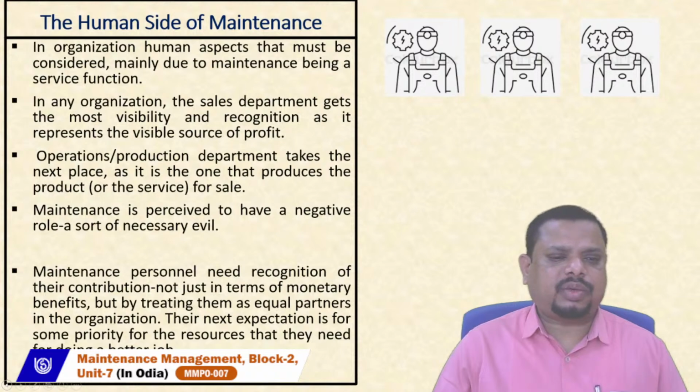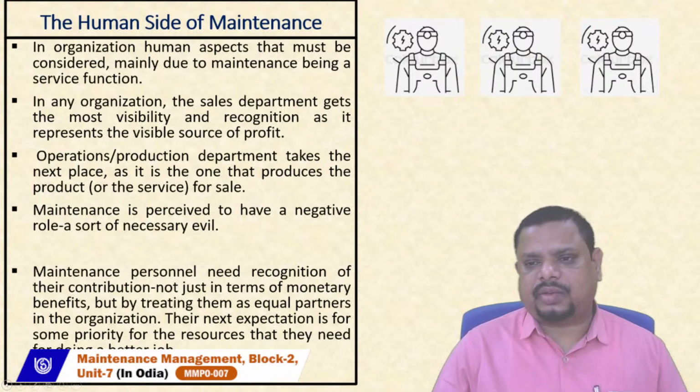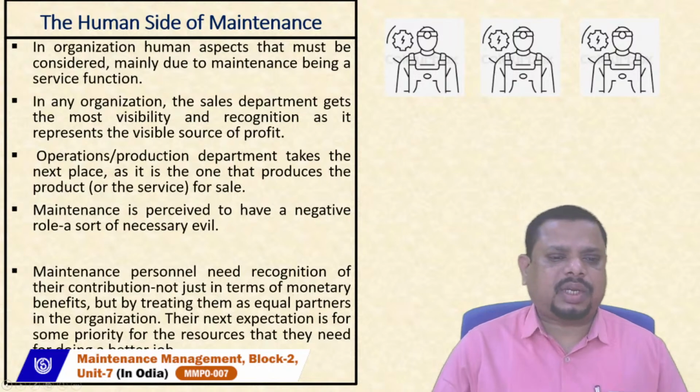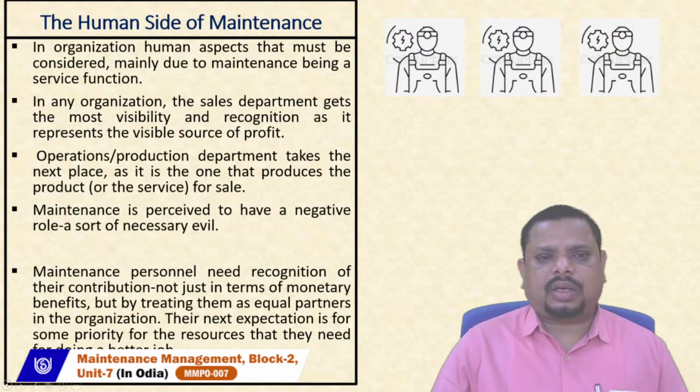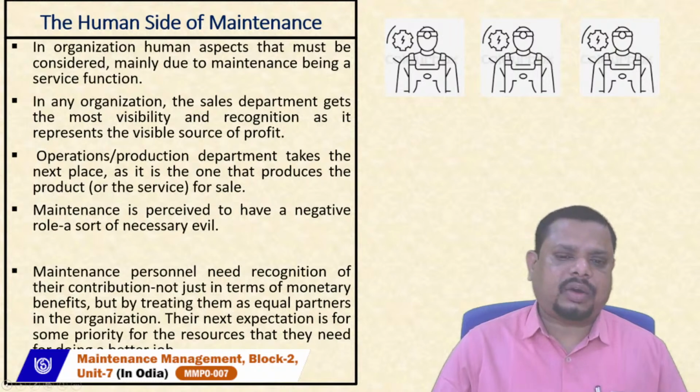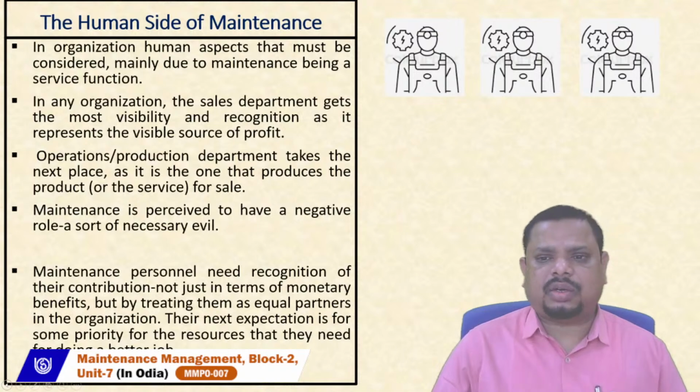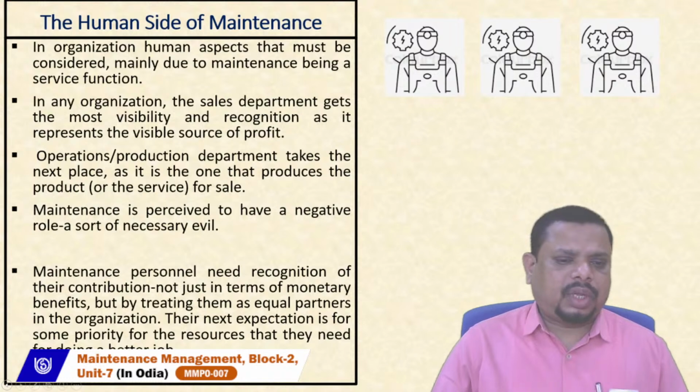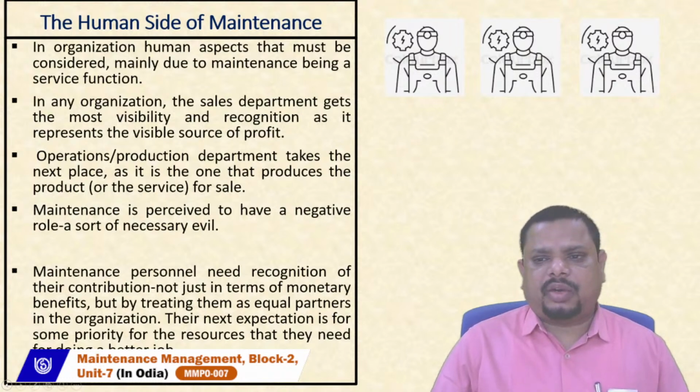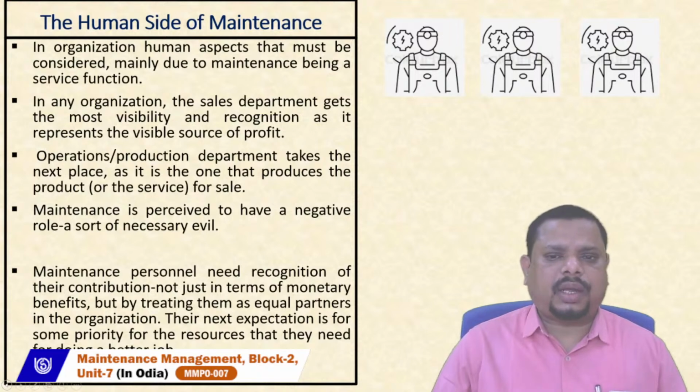Then maintenance is perceived in a negative role, as a necessary evil. In most cases, maintenance personnel are neglected, and they are considered as evils. To break this kind of taboo, the concept of the human side of maintenance should be introduced, so that maintenance personnel get recognition of their contributions towards the production departments. Monetary benefit should be given to those who are directly assigned to maintenance management activities, by treating them as equal partners inside the organization.